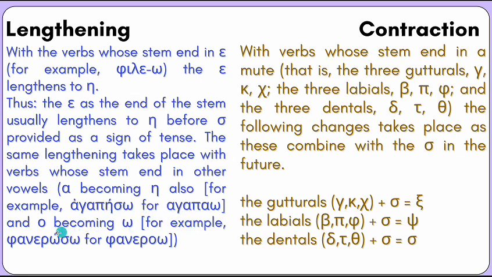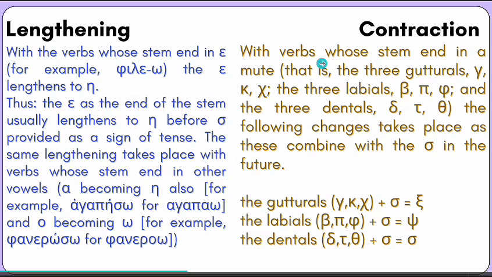And here we have phanero, omicron. So we said omicron lengthens to the long vowel, omega. So we have phaneroso, phaneroso.